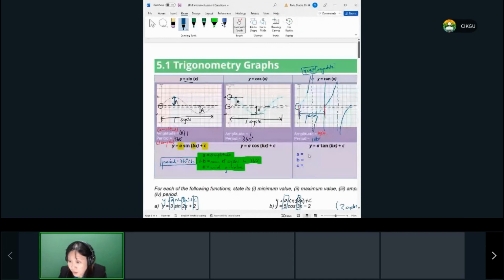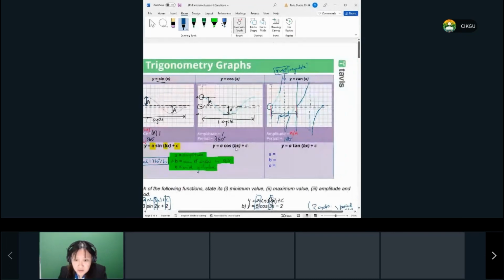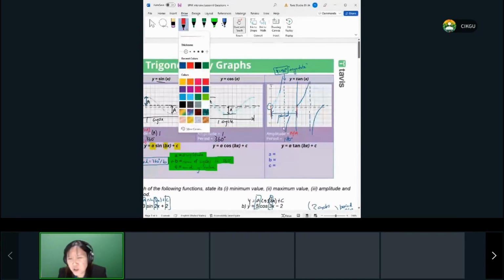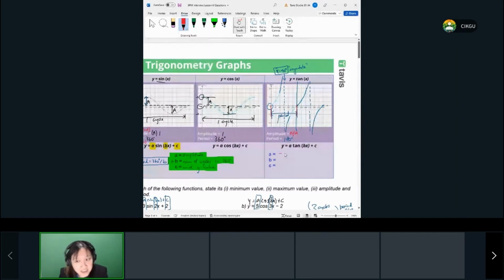Okay, so the values of A, B, and C for tangent are slightly different. First of all, for sine and cosine, the value of A is the amplitude. But we just said what? Tangent doesn't have amplitude because it doesn't have a max or min value. So here, it's NA also. A can have some value, like 2 tangent, 3 tangent, but A doesn't really mean anything. It's just a constant in the graph.